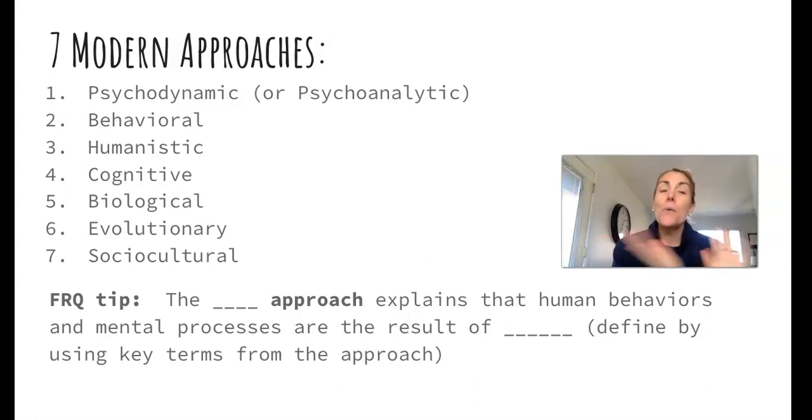Okay, so those were the 4 earlier approaches, and then they kind of morphed into these modern approaches. So there's psychodynamic or psychoanalytic. Know that those are interchangeable. Then there's behavioral, humanistic, cognitive, biological, evolutionary, and then sociocultural. So the first 5 are going to be, again, the hand mnemonic that I gave you.